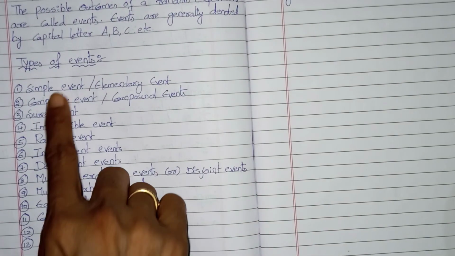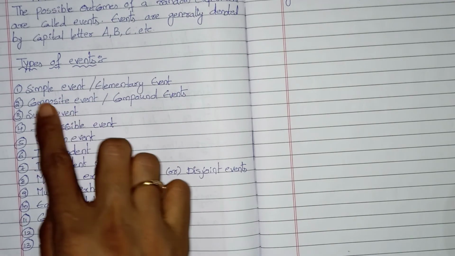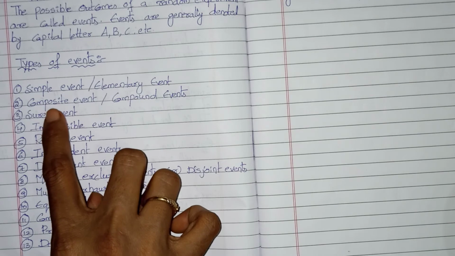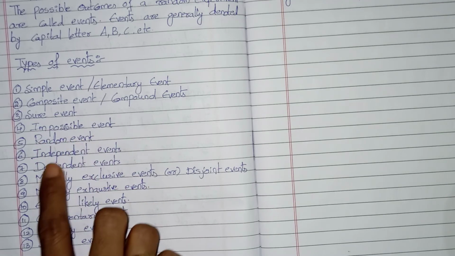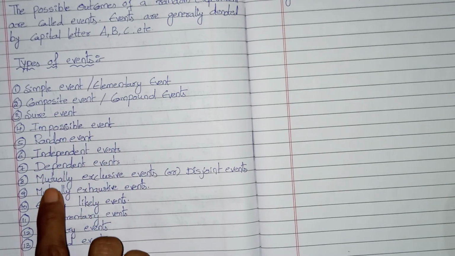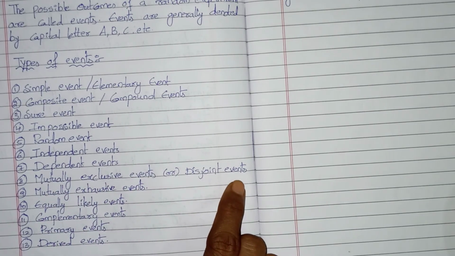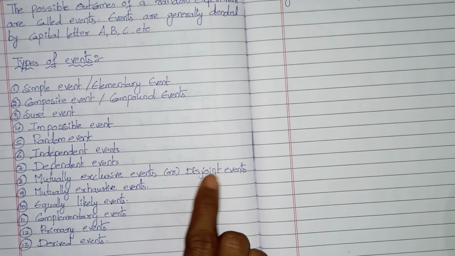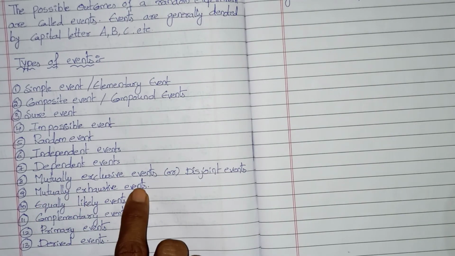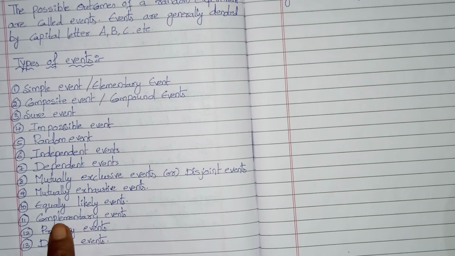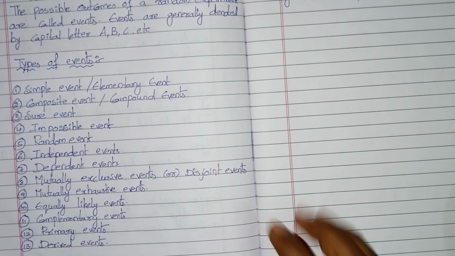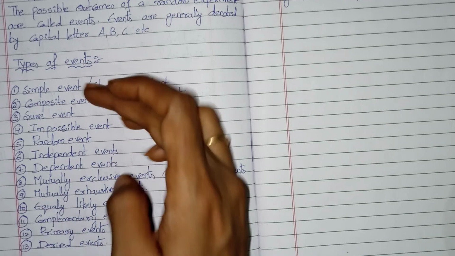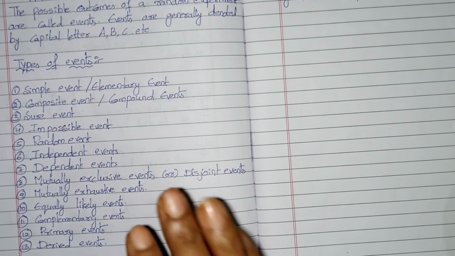Next is types of events. There are many types of events: simple event or elementary event, composite event or compound event, sure event, impossible event, random event, independent events, dependent events, mutually exclusive events or disjoint events. Next is mutually exhaustive events, or simply exhaustive events, equally likely events, complementary events, primary events, derived events. All these are the types of events. We will discuss all these 13 events in our next video.